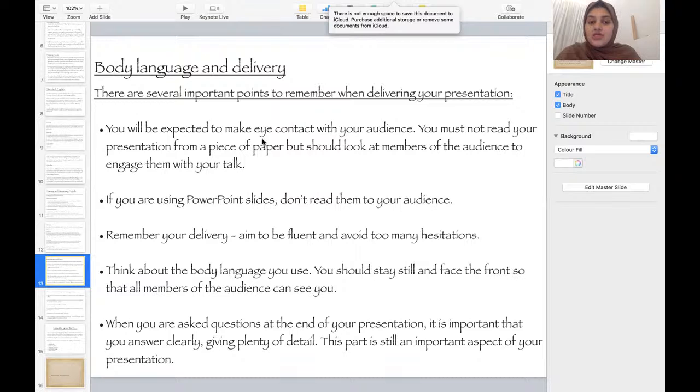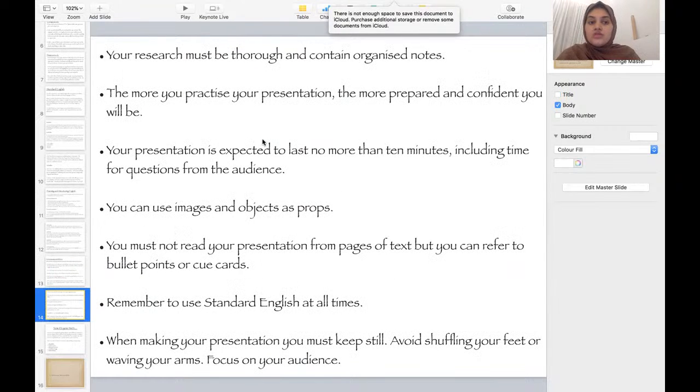So think about the body language that you'll be using, and you should stay still and face the front so that all the members of the audience can see you. When you are asked a question at the end of the presentation, it is important that you answer clearly and give plenty of detail. This part is still an important aspect of your presentation, okay? So your research must be thorough and contain organized ideas. The more you practice your presentation, the more prepared and confident you will be.